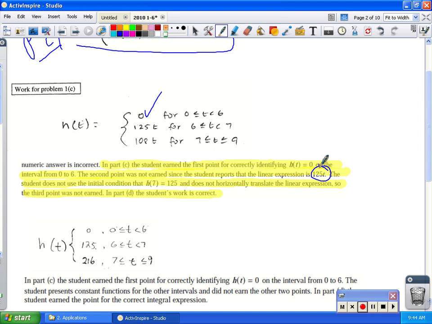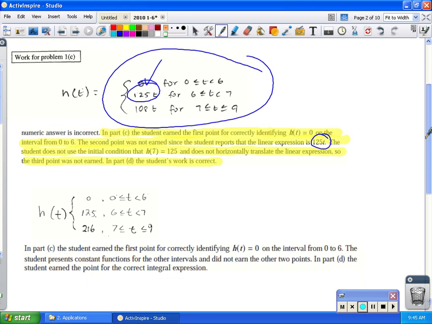The student did not use the initial condition that h of 7 is 125 and does not horizontally translate the linear expression. I know you don't know what that means. That just means they didn't consider the 6 and the 7. So many of you may have ended up with this function. Now, again, when you did part D, if you substituted the value of 8 in here, or 9, or whatever it was, you would get a different output, but based on your work, it would be correct.